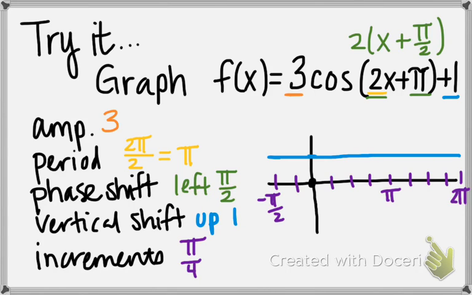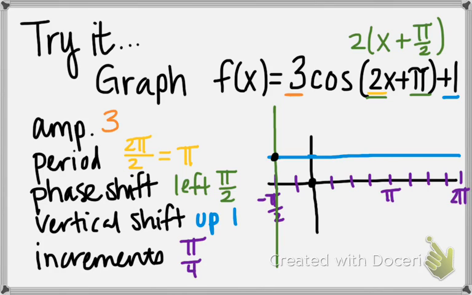Alright, so I've already moved it up 1, and now that I've got my x-axis labeled, I can move left pi over 2. So this intersection is going to be my new origin. So that's where the function is going to start. And you can graph everything from here on out as if that was your origin for your parent function.